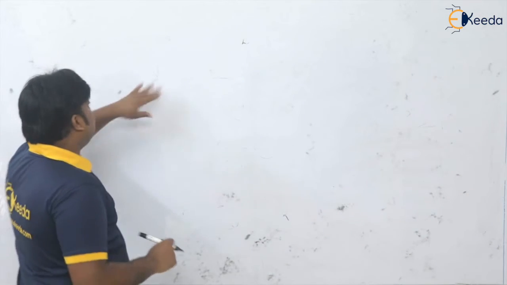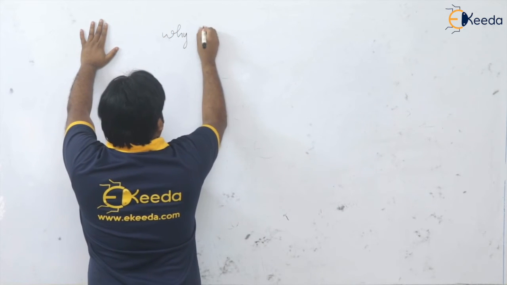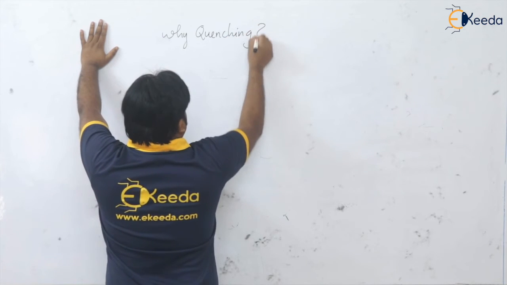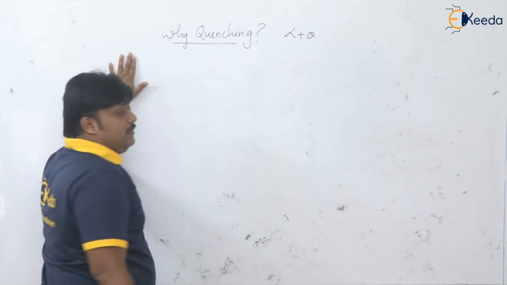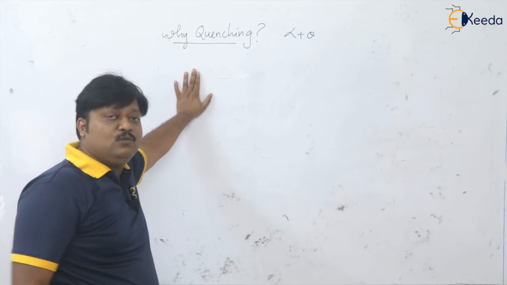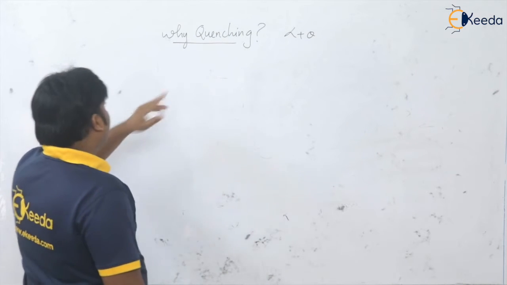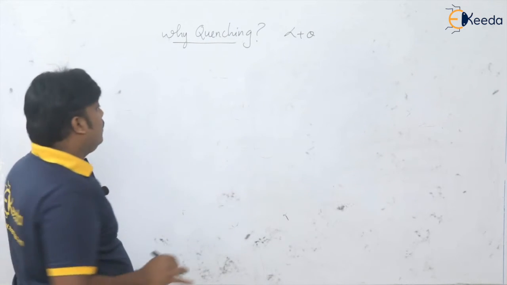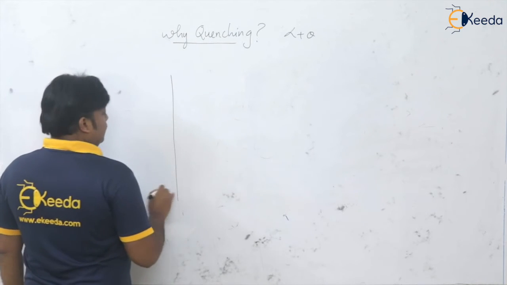So the question comes to our mind, why quenching only? If we cool slowly, what will you get? You will get alpha plus theta only. Whether you quenched it or cooled it fast, again you are getting the same, alpha plus theta. So why quench, that is the question. For that, we will try to understand by the TTT diagram.